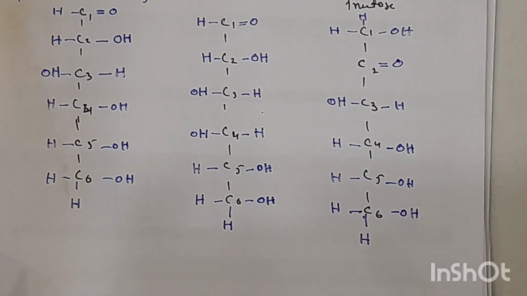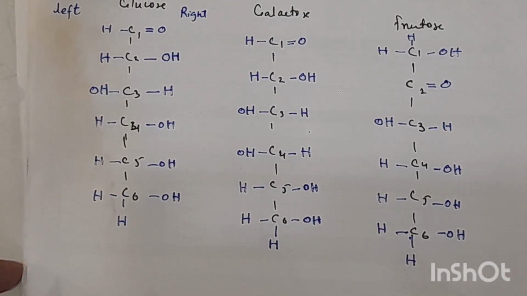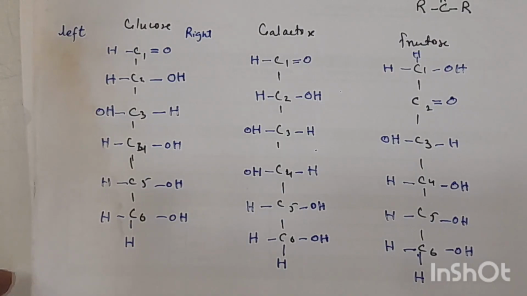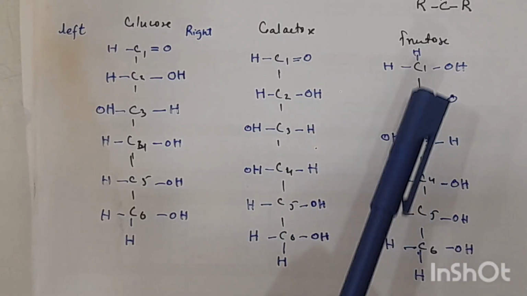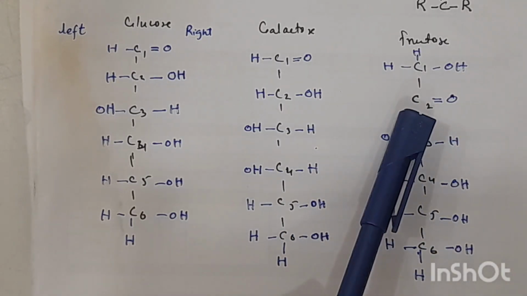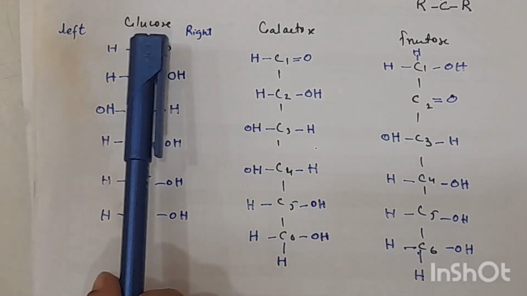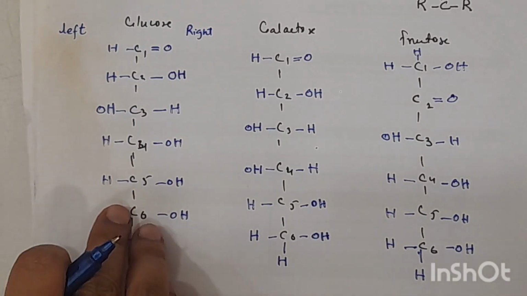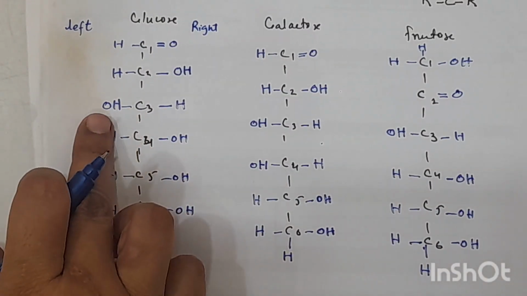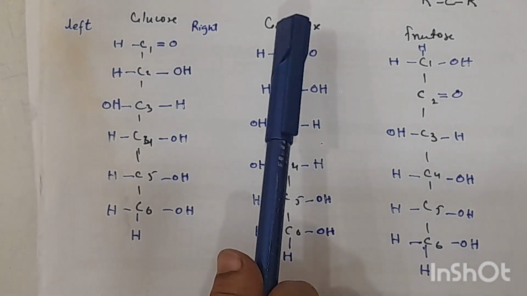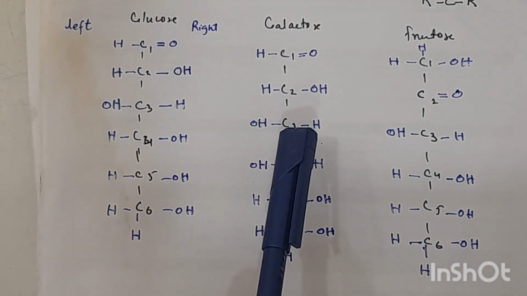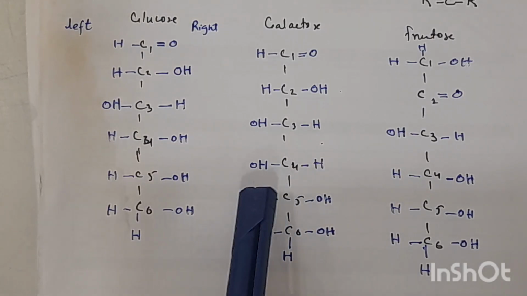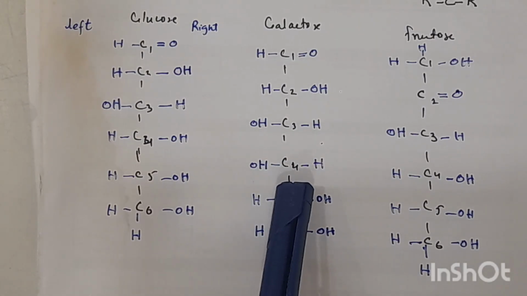What is the difference between glucose, galactose and fructose? The difference between these three is the functional group. Glucose and galactose contain the aldehyde group, while in the case of fructose, a ketone group is present on carbon number 2. In glucose, the hydroxyl group is present on carbon number 3 on the left side, while in galactose, the hydroxyl group is present on the left side of carbon number 3, but it is also present on the left side of carbon number 4.